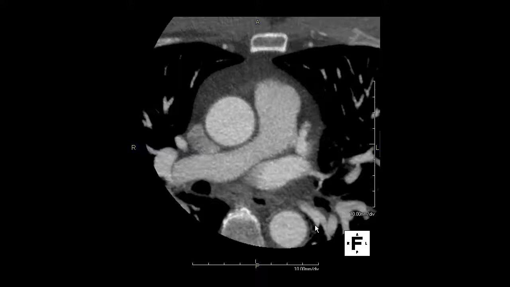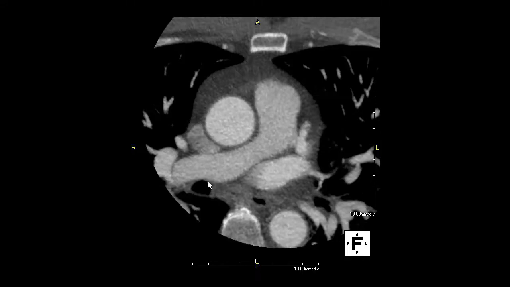This is case L3 CT A74. The case history is a 51-year-old man with atypical chest pain 4 weeks following percutaneous angioplasty and stent placement in the distal left anterior descending coronary artery.